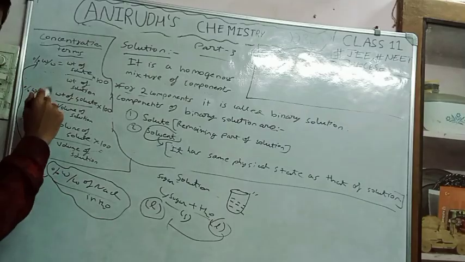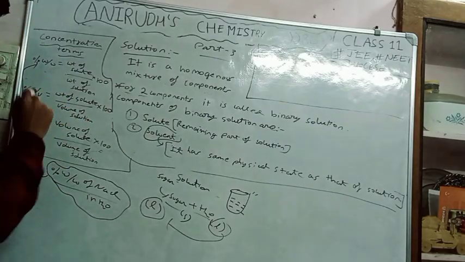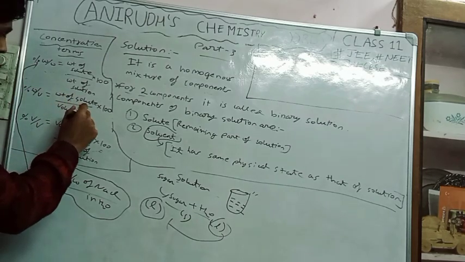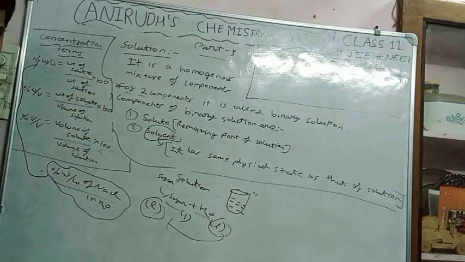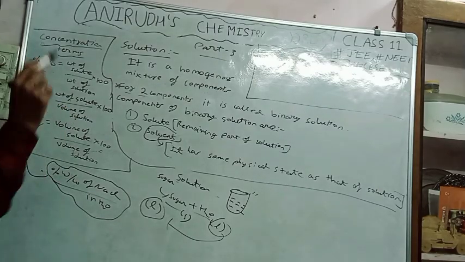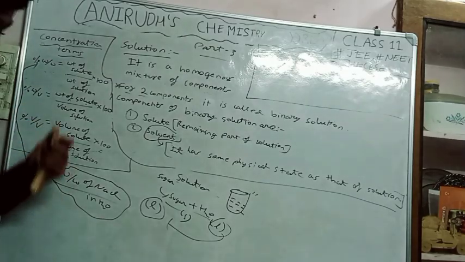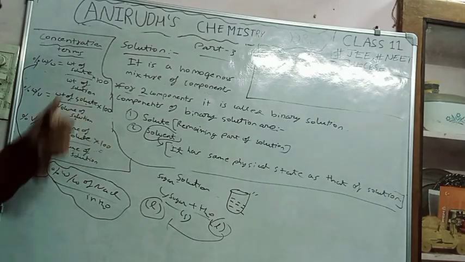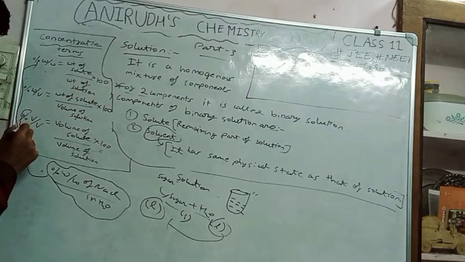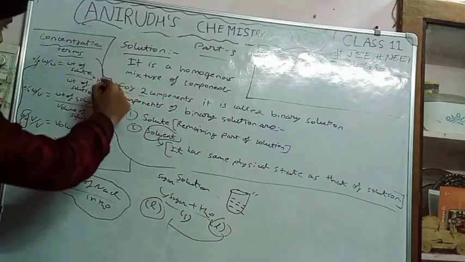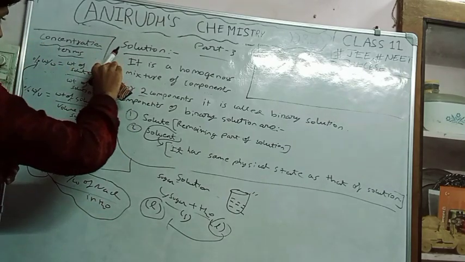Similarly, percentage W/V, V for volume. Percentage weight by volume is equal to weight of solute by volume of solution into 100. Percentage W/V equals weight of solute by volume of solution into 100. I'll tell you one trick. First just see what I'm telling. Percentage V/V, percentage volume by volume, is nothing but volume of solute by volume of solution into 100. Just remember one thing: whenever you have percentage in the question, you just multiply with 100. That's it. And for all these formulas, I draw one line.